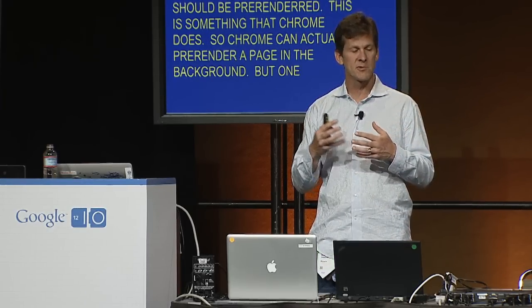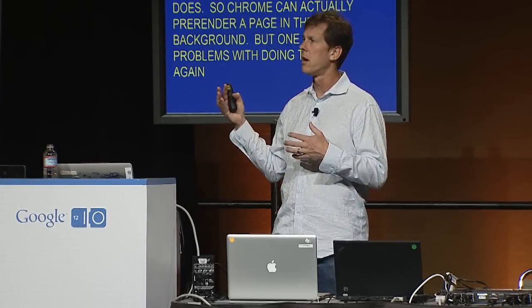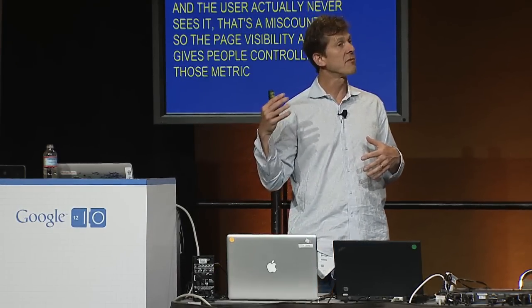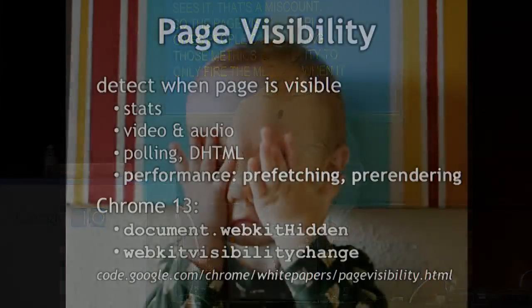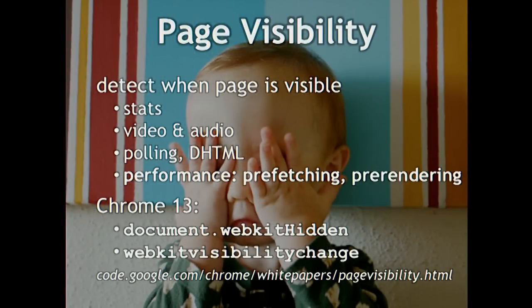But one of the problems with doing that is, again, if there are ad impression counts or page impression counts that are firing, and the page is being rendered in the background, and the user actually never sees it, that's a miscount. And so the page visibility API gives people controlling those metrics the ability to only fire the metrics when it makes sense. And I think this is only in Chrome right now, but what it looks like is you can say webkitHidden is the property you can look at to see whether or not the tab is hidden. And this is an event handler you can attach to detect when the page does become visible.